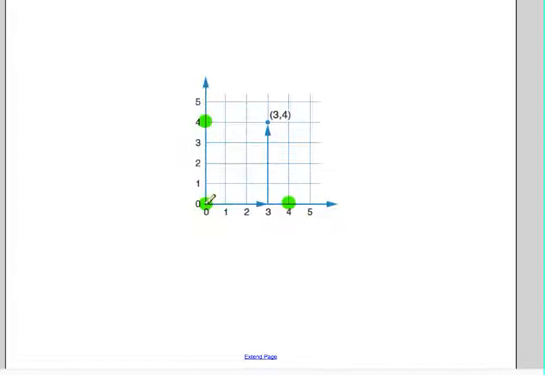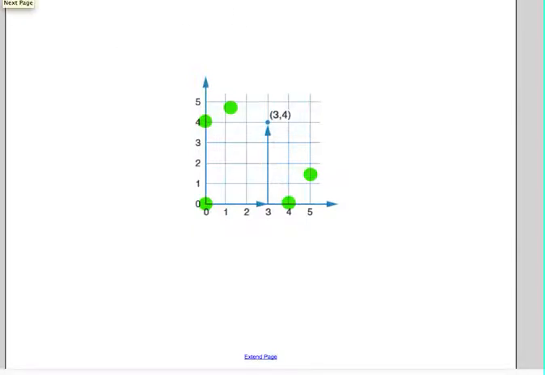And the fourth one was 5, 1 and a half. And then the last point was 1.25, 4.75. So we're talking about right there. Okay, how did you do with plotting those points? Hopefully pretty well.